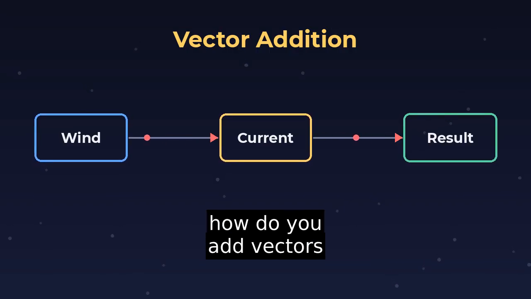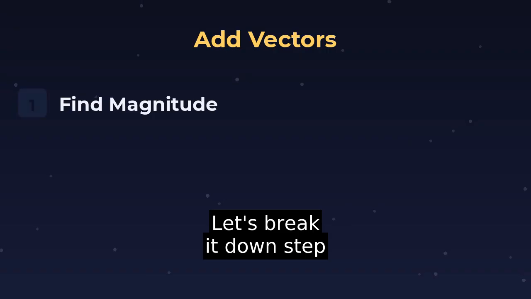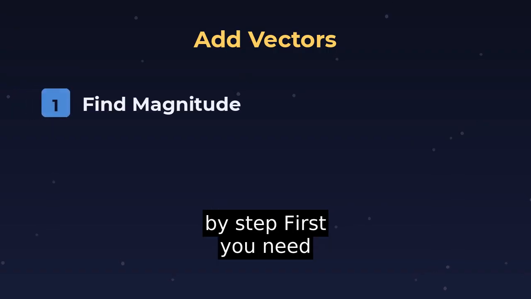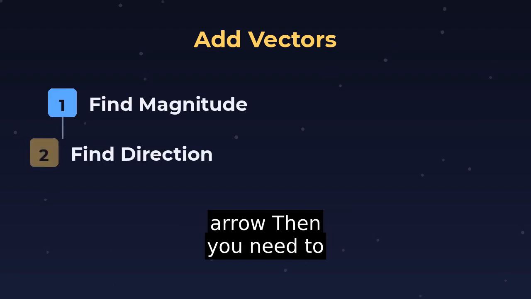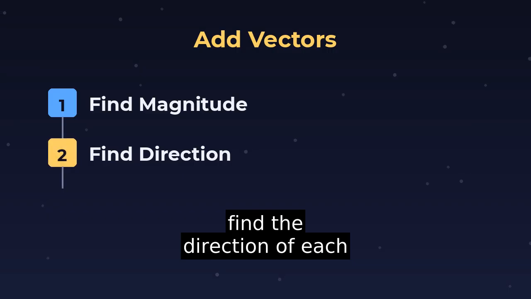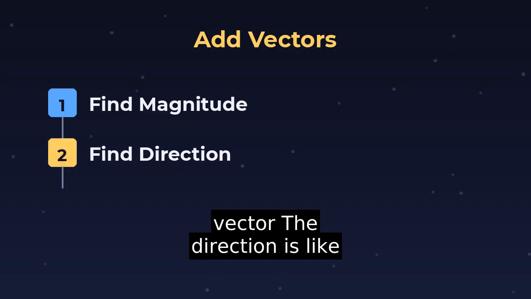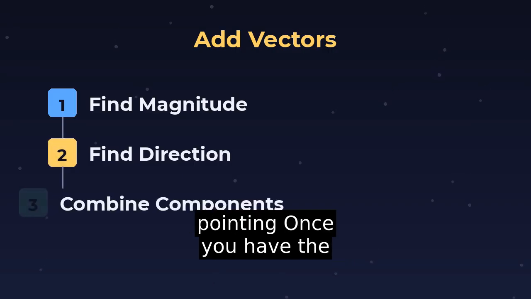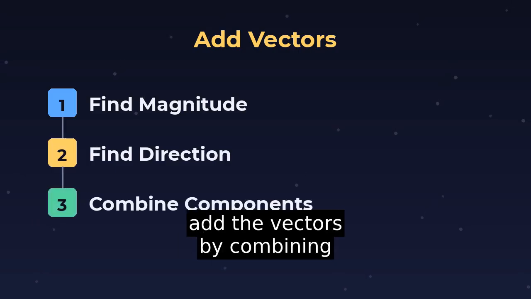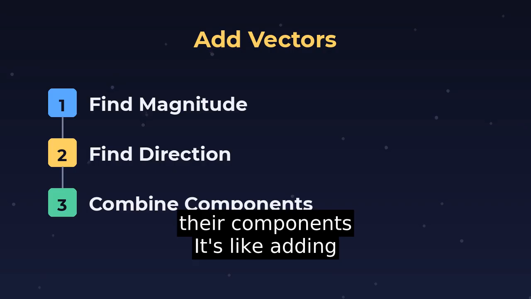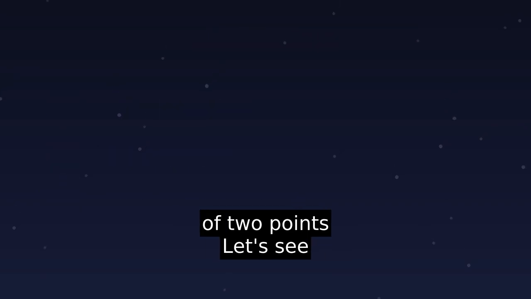So, how do you add vectors? Let's break it down step by step. First, you need to find the magnitude of each vector. The magnitude is like the length of the arrow. Then, you need to find the direction of each vector. The direction is like the way the arrow is pointing. Once you have the magnitude and direction, you can add the vectors by combining their components. It's like adding the x and y coordinates of 2 points.